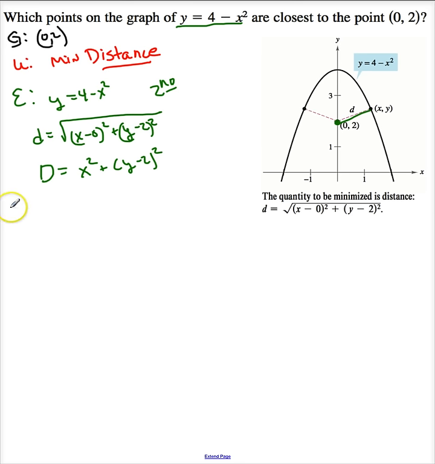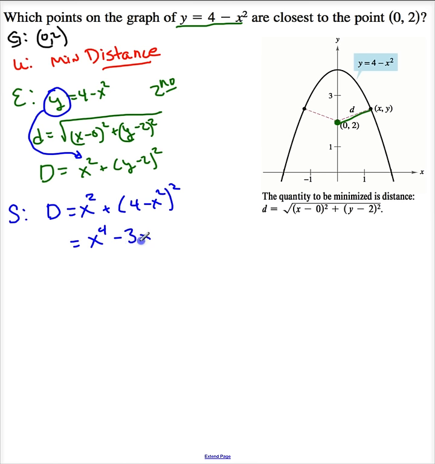Now, let's do some manipulation. I need to take and put my secondary equation into my primary equation. So instead of D, let's go on and use D. That's all right, I'll show you something here in a second. This is x squared plus 4 minus x squared, squared. Now, I'm going to simplify this out to x to the 4th minus 3x squared plus 4. All right, so this is my function that I'm going to need to take the derivative of.